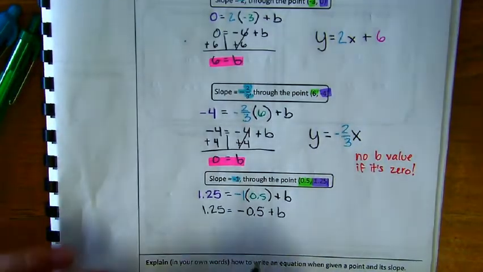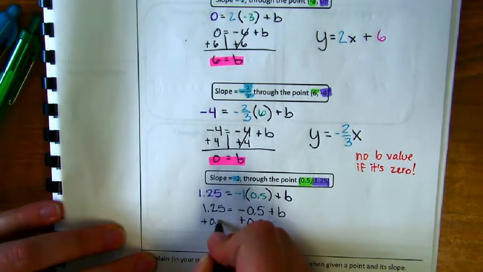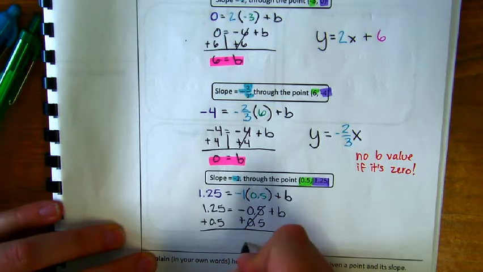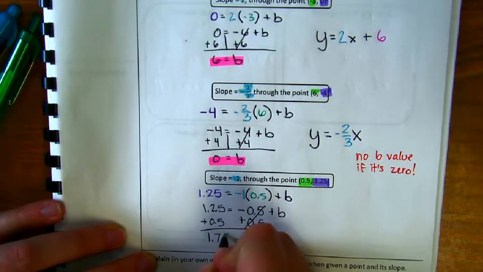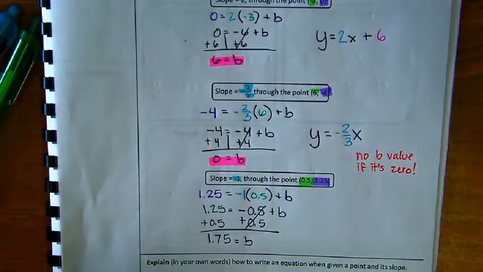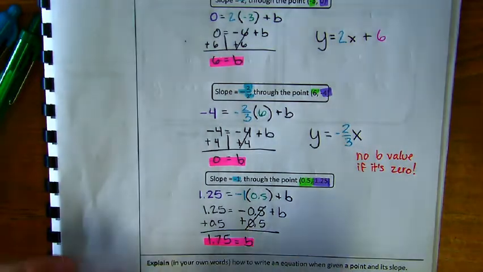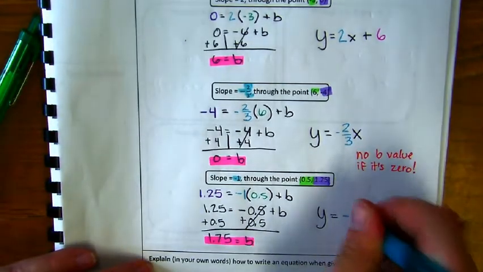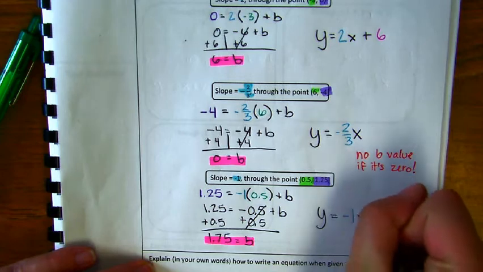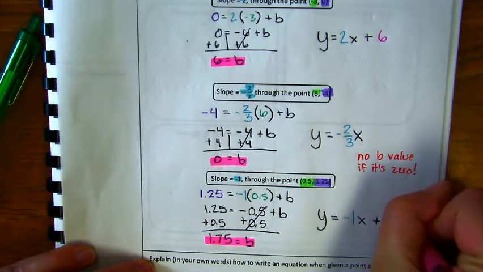To get rid of a negative, I'm going to add. Those cancel. I'm left with b. 1.25 plus 0.5 is 1.75. So there is our b value. Now we just need to write our equation. So we have y equals, our slope was negative 1, x plus our b value of 1.75.